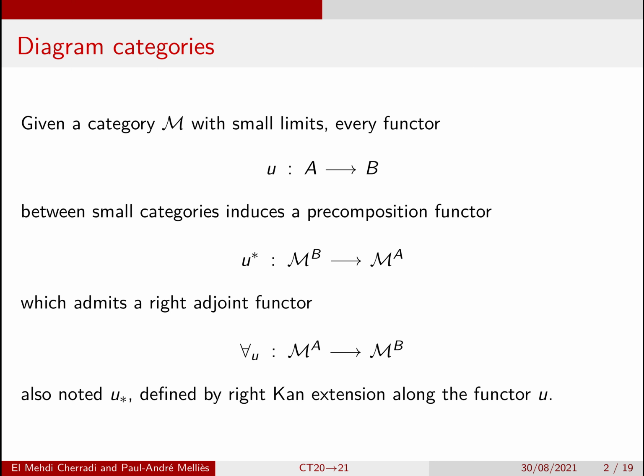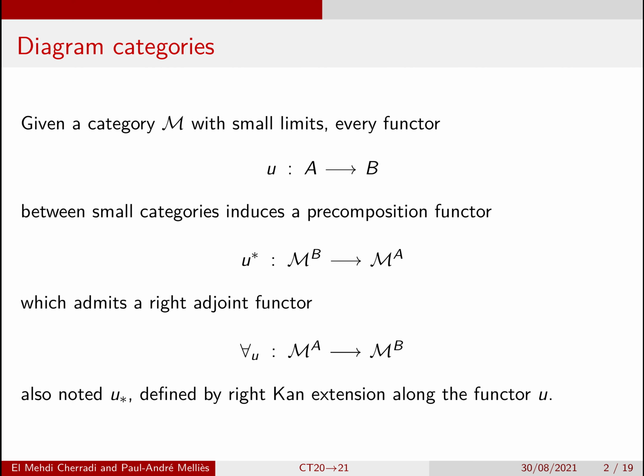So first, to set the background, given a category M with small limits, and given a functor U between small categories, then we get a functor U star between the diagram categories associated to M, which admits a right adjoint functor denoted U lower star, which is defined by a right Kan extension along the functor U.